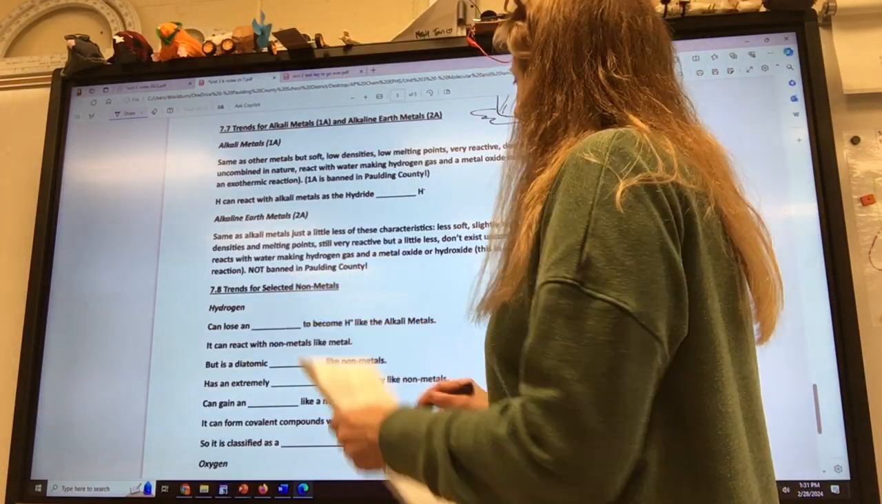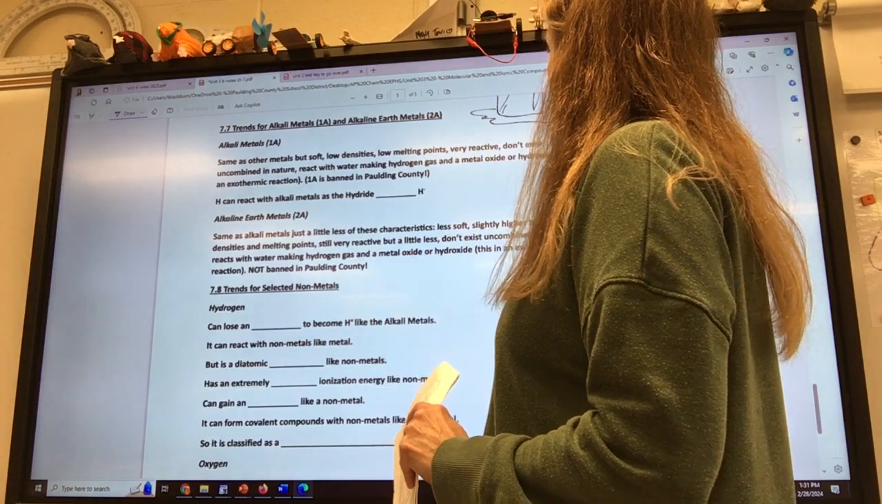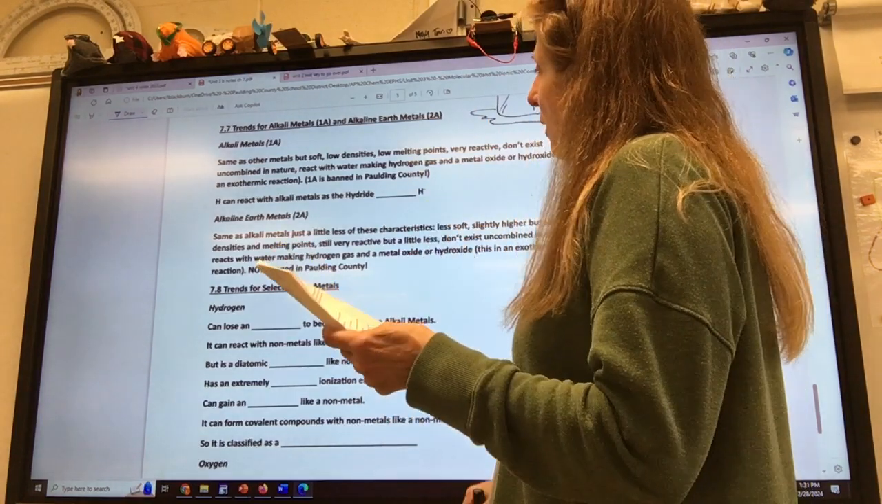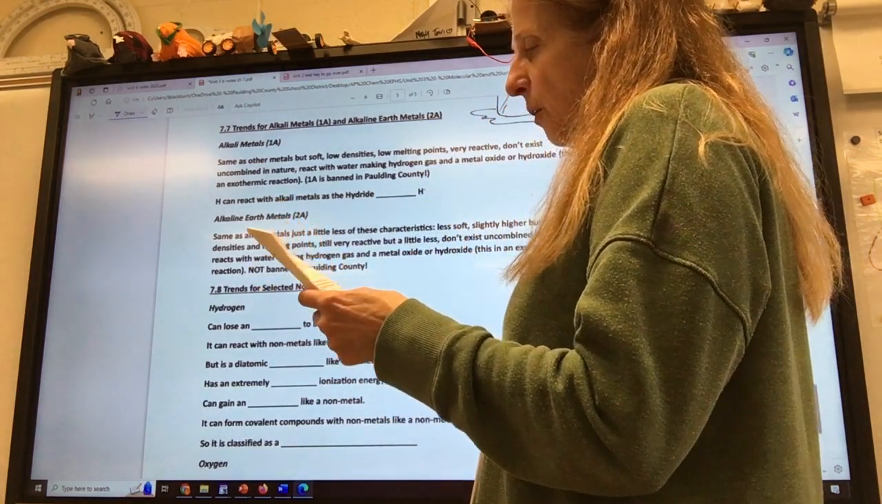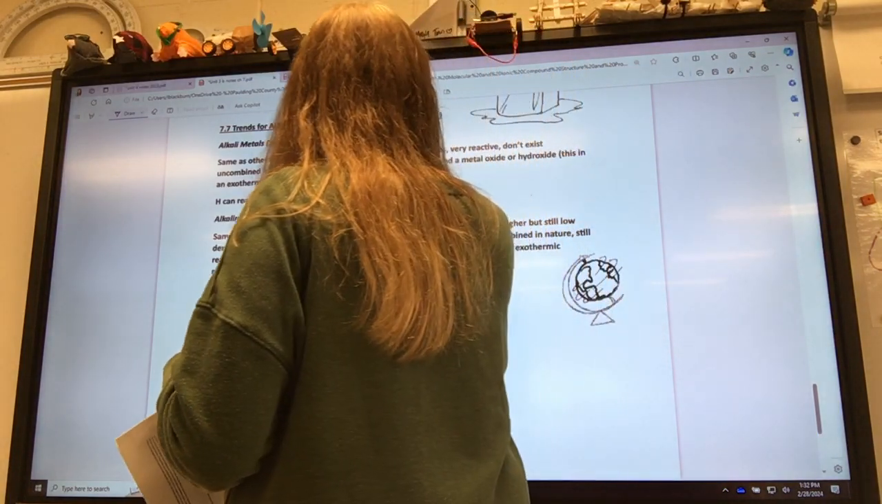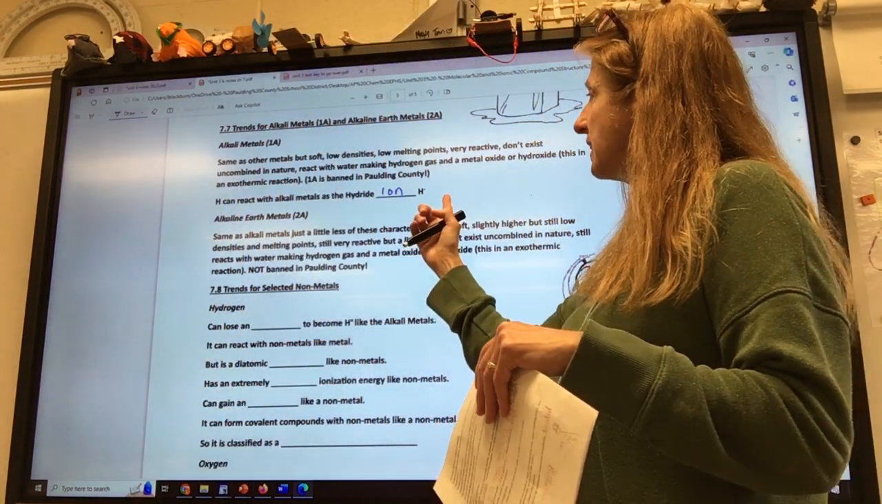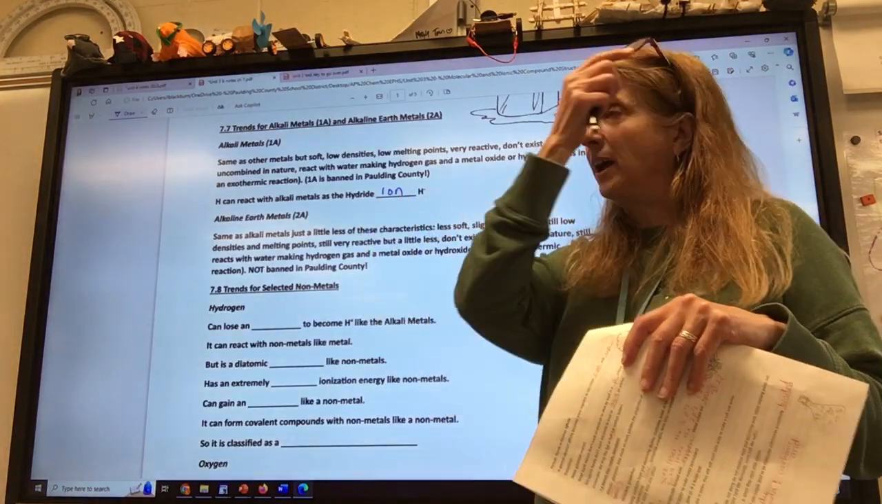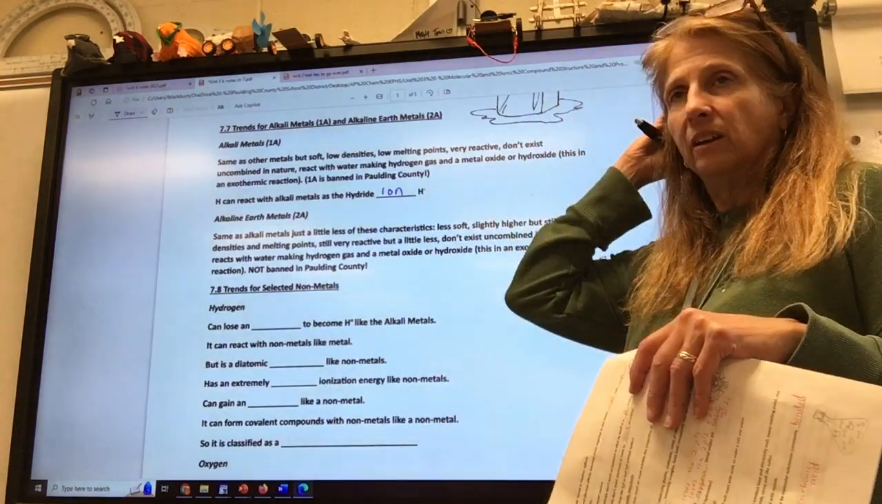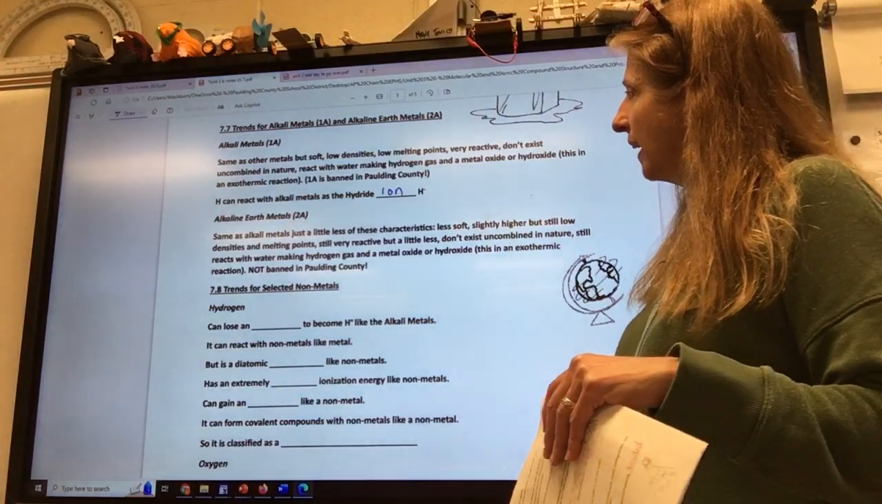Okay, so that is our alkali metals. Hydrogen can react with alkali metals as the hydride ion, which is not H plus, it's H minus. Remember how hydrogen can act positive or negative? That's when it acts negative.